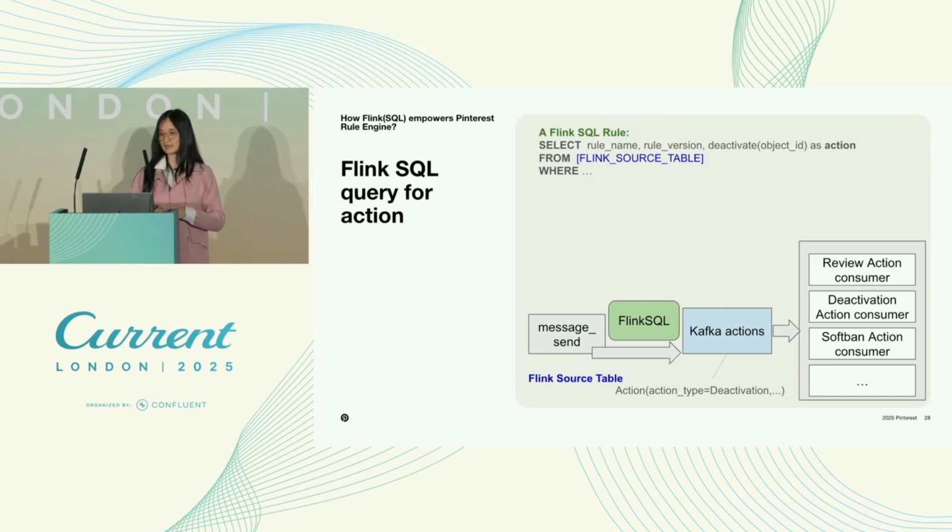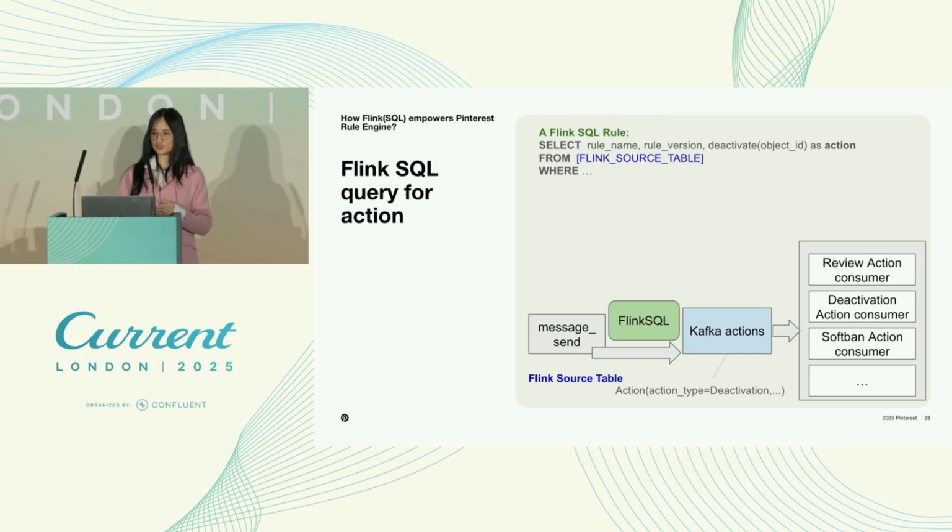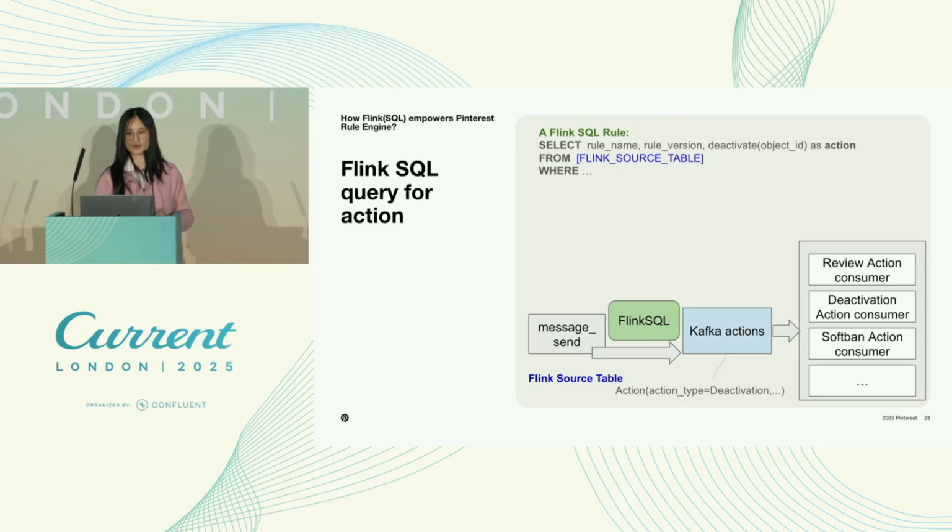The Flink SQL for action: if we look into the problem closely, every action rule is backed by a Flink SQL rule. And the Flink SQL rule looks like the select template in the slide, which is pretty simple. It includes a select keyword, rule name, rule version, UDF action, and a from keyword to the source table with a where clause condition. To match this template to the previous example, the source table should be filled in with the message source table from the previous example.